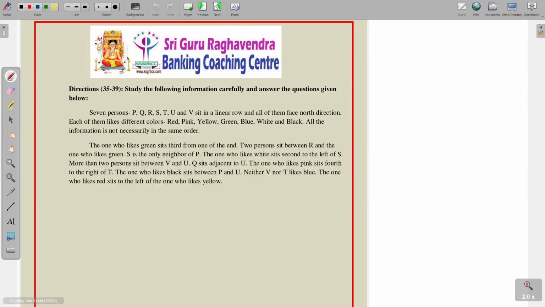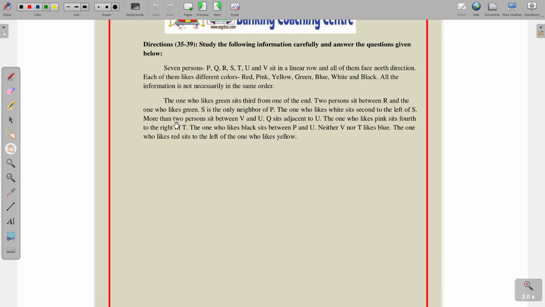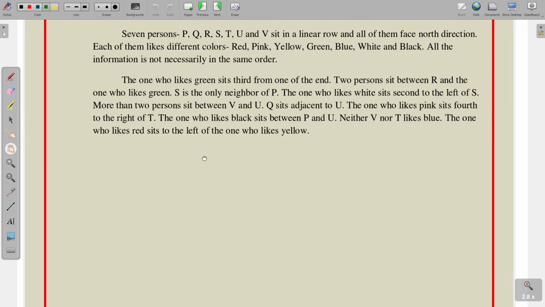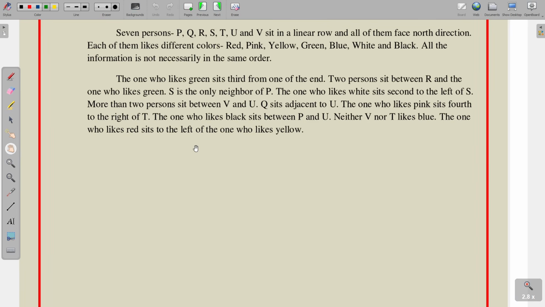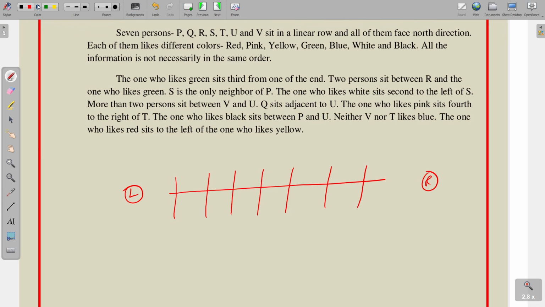Next, questions 35 to 39. One more puzzle we have. See the first one. 7 persons P, Q, R, S, T, U and V sit in a linear row, all of them facing north, each of them liking different colors: red, pink, yellow, green, blue, white and black. All the information is not necessarily in the same order. So here we have totally 7 persons, and each of them likes different colors also. All are facing north. It is the right side and it is the left side of them.